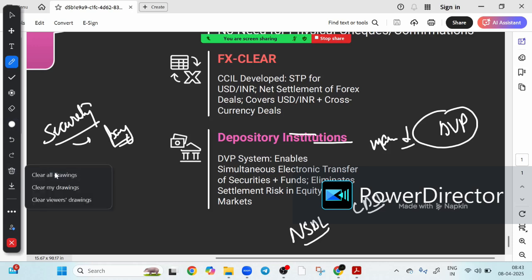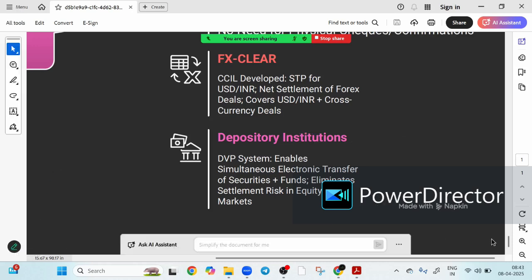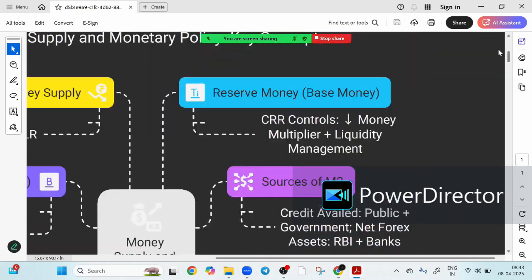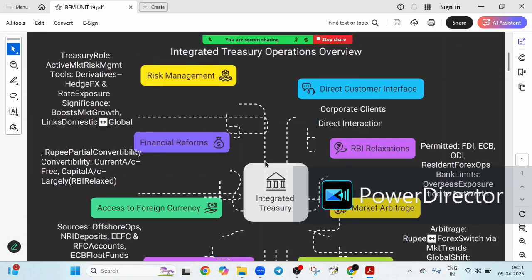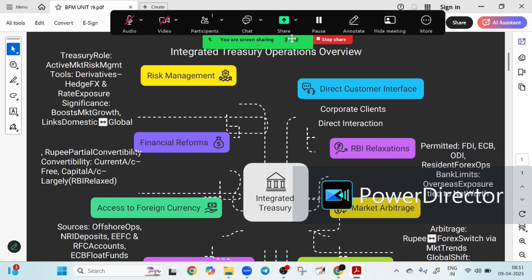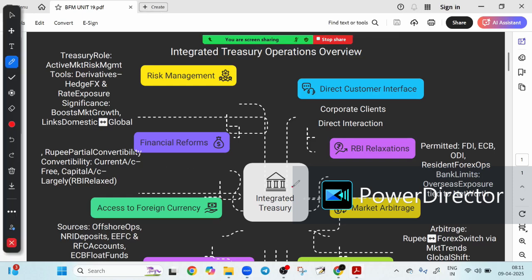Friends, that is all you need to remember from this chapter number 22. We have covered every aspect from where questions are repeatedly asked, as you can see. So let's explore the powerhouse behind a bank's finance engine, that is called integrated treasury. Imagine it as the central nervous system that connects every financial artery from the global market to your local branch.